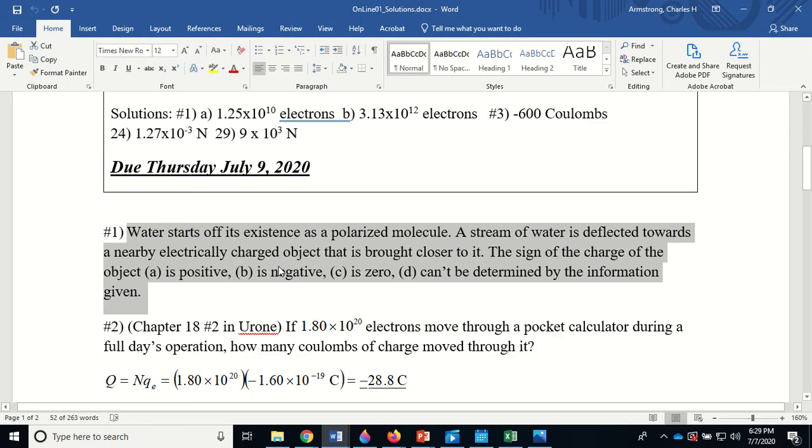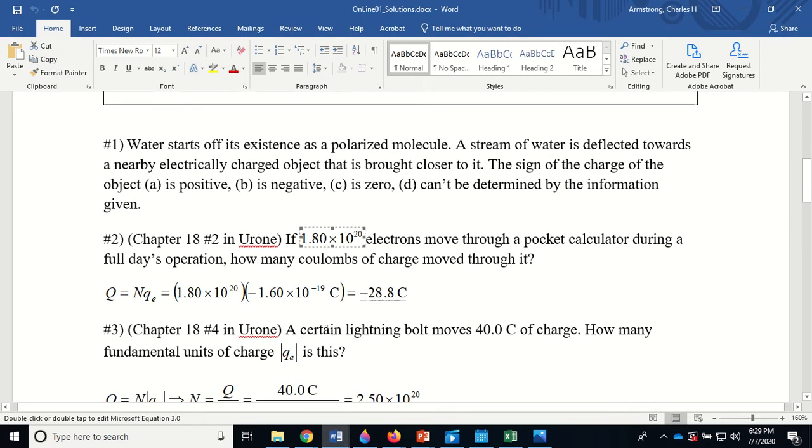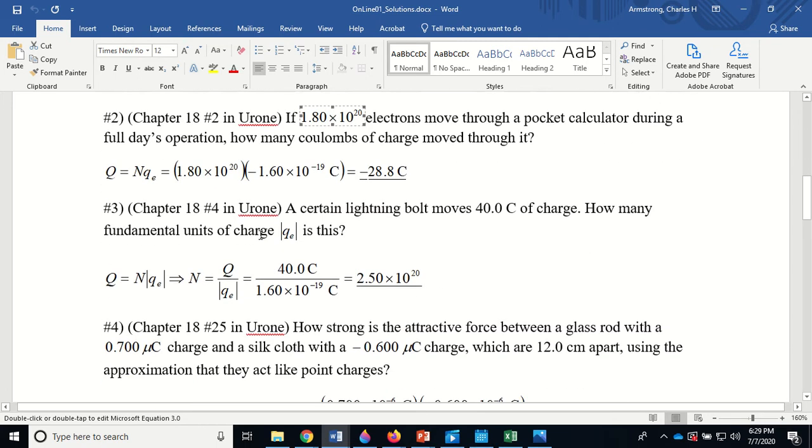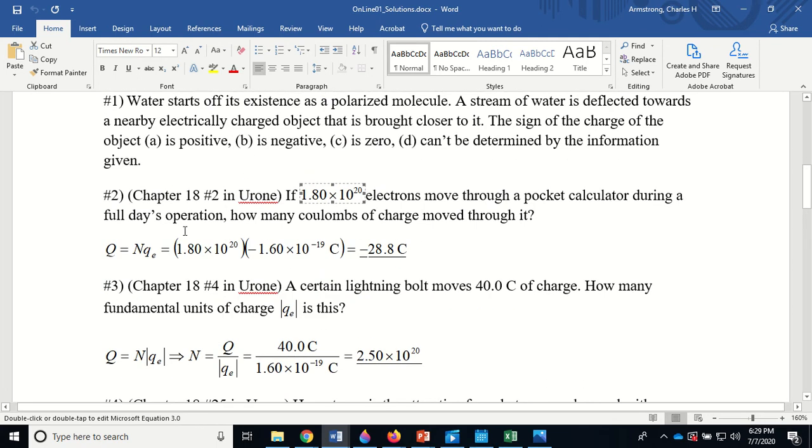Now this one here, this is number 2 in your own. You have number 1. This is number 2. If 1.8 times 10 to the 20 electrons move through a pocket calculator during a full day's operation, how many coulombs of charge move through it?